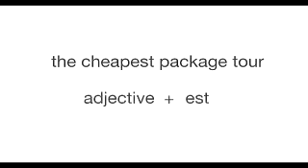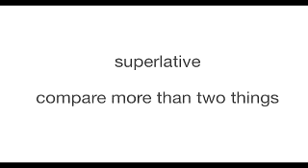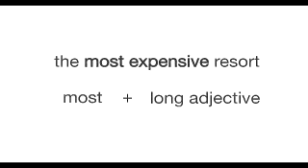Eddie wants a cheap holiday. He's on a tight budget. Luckily, Christina has lots of different kinds of travel brochures. I got you a whole range. Everything from the cheapest package tour to the most expensive resort. The cheapest package tour. We add est onto the adjective to make the superlative, cheapest. The superlative is used when you compare more than two things. But if the adjective is long, like expensive, we use most before the adjective. Most expensive. Let's look at another example from the movie.